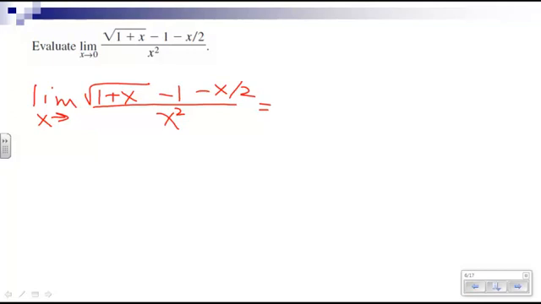All right, so we see that it's indeterminate in the form of 0 over 0, so we are allowed to take the derivative of the numerator. What do we get approaching 0? Derivative of the numerator, and when I do that, I'm going to get 1/2 times 1 plus x to the negative 1/2 power. Derivative of negative 1? Minus 1/2. Okay, so that's the derivative of the numerator, and now I have to do the derivative of the denominator, 2x.